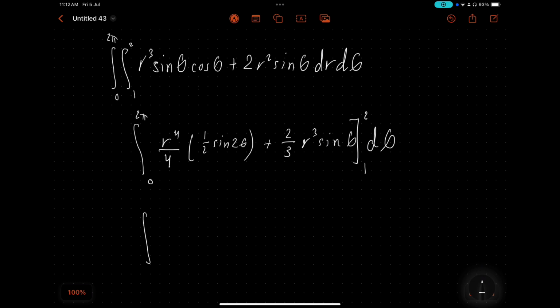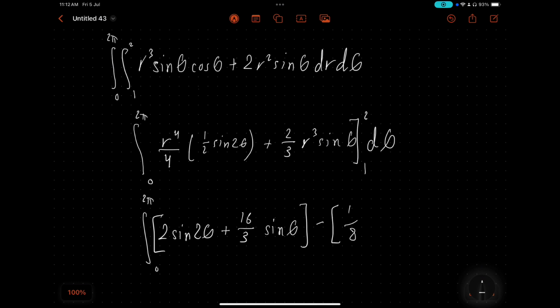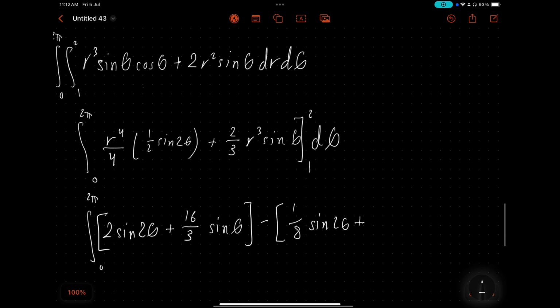So we're going to have first 2 to the 4. We have 16 over 4, which is 4, multiplied by 1 over 2, which is 2, so 2 sine of 2 theta, from 0 to 2 pi, plus 2 over 3. 2 cubed is just 8, and 8 times 2 over 3 gives us 16 over 3, so 16 over 3 sine theta. Now all of this minus 1 over 4 times 1 over 2, which is 1 over 8 sine of 2 theta, plus 2 over 3 sine of theta, and all of this d theta.